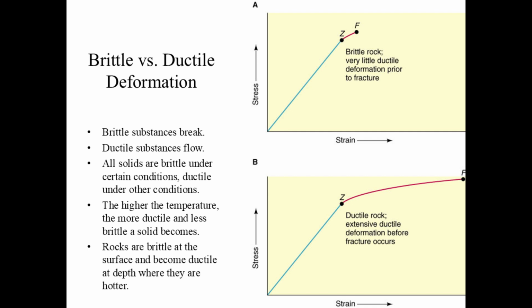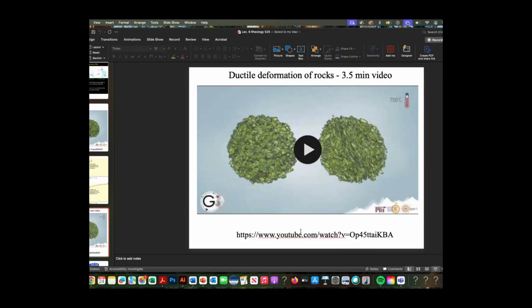So these diagrams here on the right are showing you two examples. One is of a brittle rock, which has very little ductile deformation prior to fracture, right? The elastic limits are the same, that's Z. And then with the brittle rock, it only can take a little bit of strain before it breaks. And the lower one can take a lot of stress before it breaks. It can accommodate a lot of strain before it breaks. Now we looked at a video of the brittle deformation of peridotite. Let's look at one of the ductile deformation.